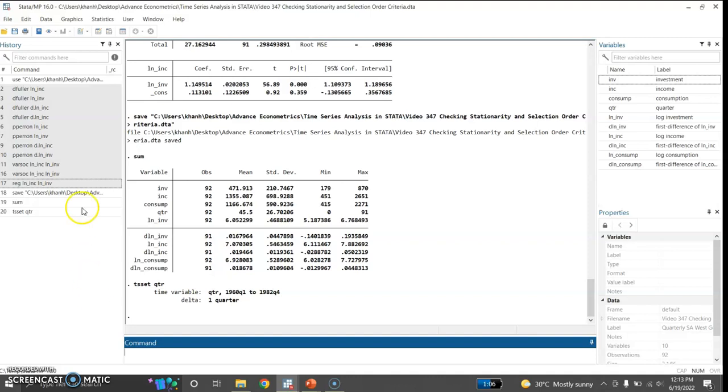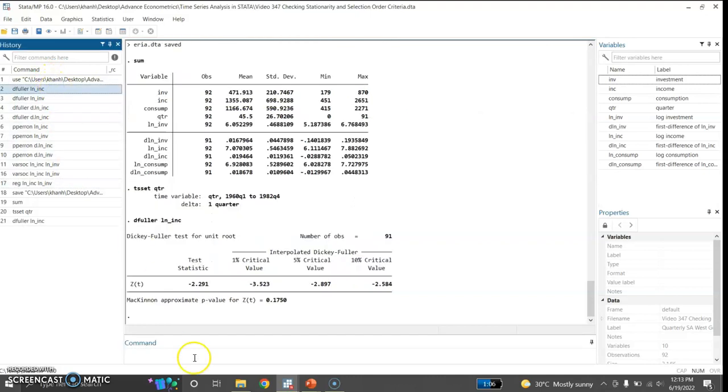Now I will start with checking stationarity of the log of income variable. So I am using the Dickey-Fuller test of the log of income, and this is the MacKinnon approximate p-value for this test. Since this value is much higher than 0.05, so we fail to reject the null hypothesis, and we conclude that the series of log of income has a unit root, that is, it is non-stationary.